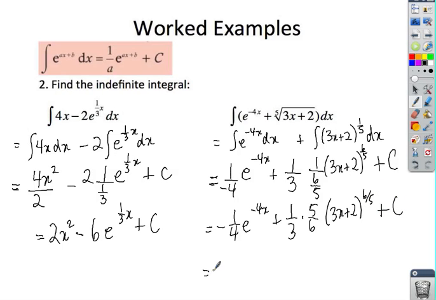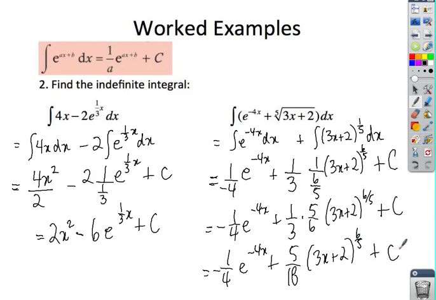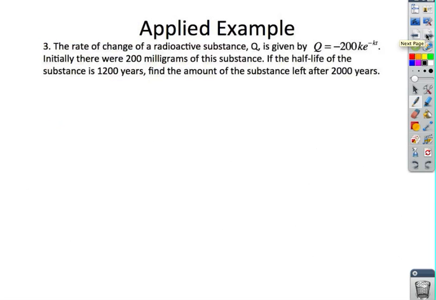And we'll rewrite the final answer. Negative 1/4 e to the negative 4x plus 5/18 (3x plus 2) to the 6/5 plus c. And that's the final answer. And we'll do one more example, the word problem.